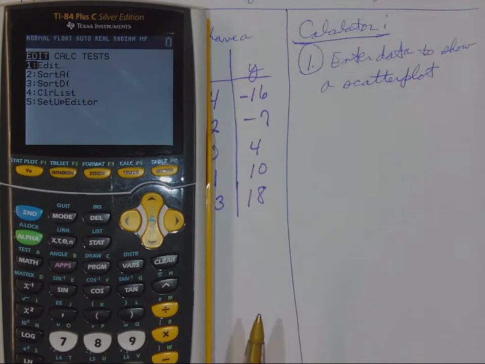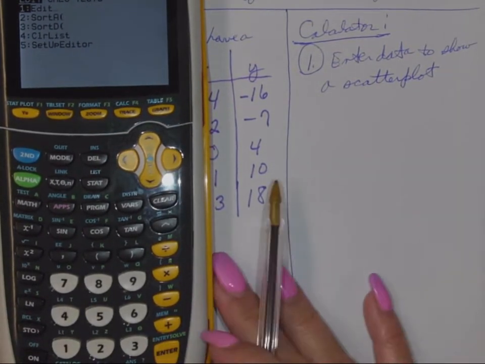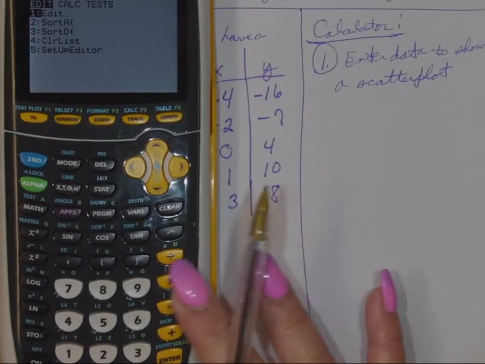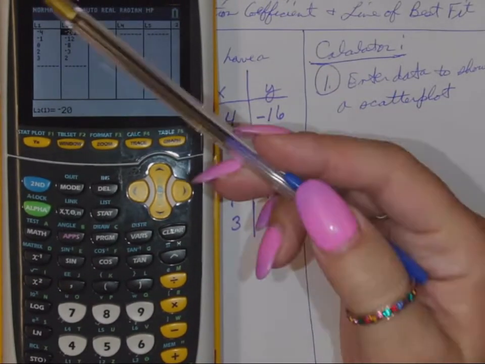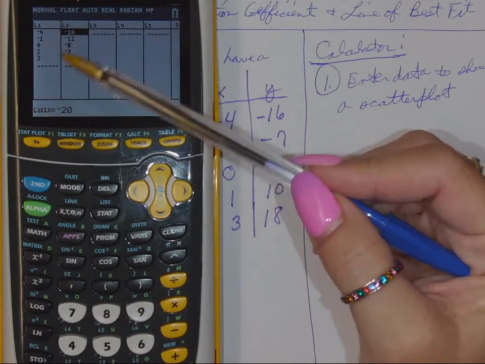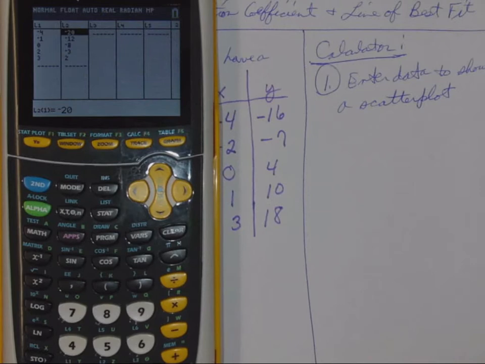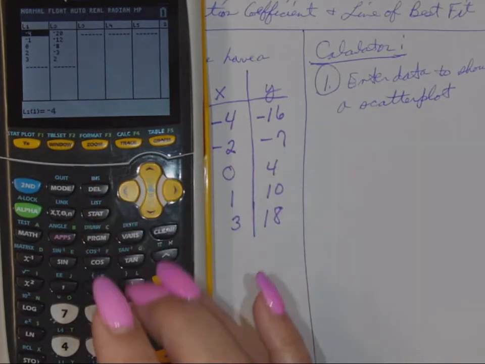I can either hit enter, down here at the bottom, or if you see the numbered list, number 1 is edit, then you can hit the number 1 and it'll pull up edit. Now what happens here is you have all these lists. This is list number 1, list number 2, list number 3, list number 4, and so on. For our purposes, we're going to put all of our data points into list 1 and list 2. It makes sense that list 1 will represent all my x values, because that comes first.